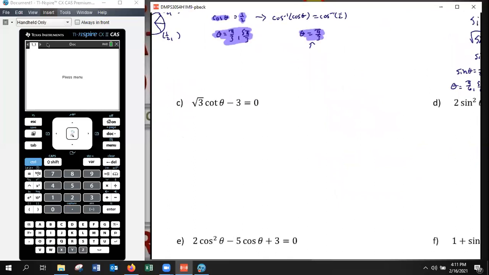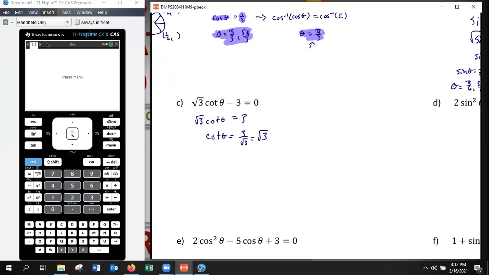The square root of 3 cotangent theta minus 3 equals 0. So first step is add 3 to both sides. So square root of 3 cotangent of theta is 3. Second is divide by the square root of 3. So cotangent of theta is 3 over the square root of 3, which is just the square root of 3.